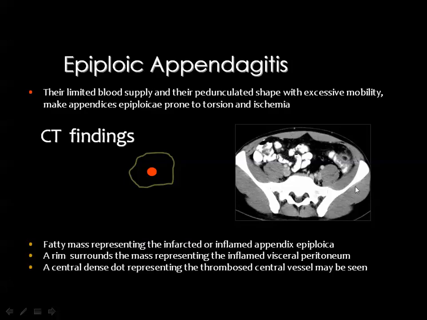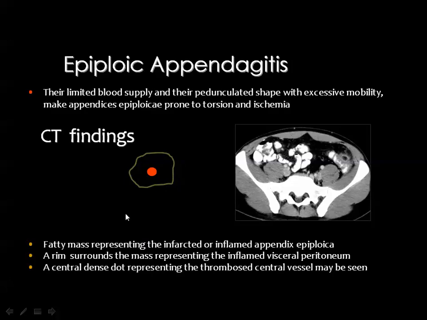The CT findings will show the classic appearance: a fatty lesion, and if you look carefully here, you can see fat which is surrounded by a ring of inflamed peritoneal surface, and outside the inflamed peritoneum you can see the stranding of the intraperitoneal fat. Sometimes you can see a central dot representing the thrombosed vessel inside the appendix epiploica, but this is not evident in this example. And here is the drawing showing the findings.